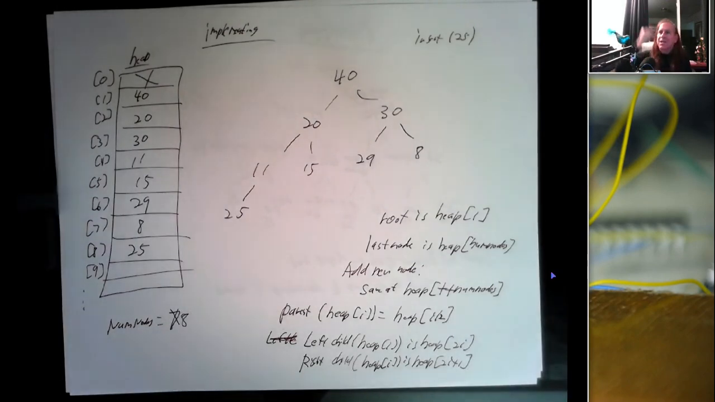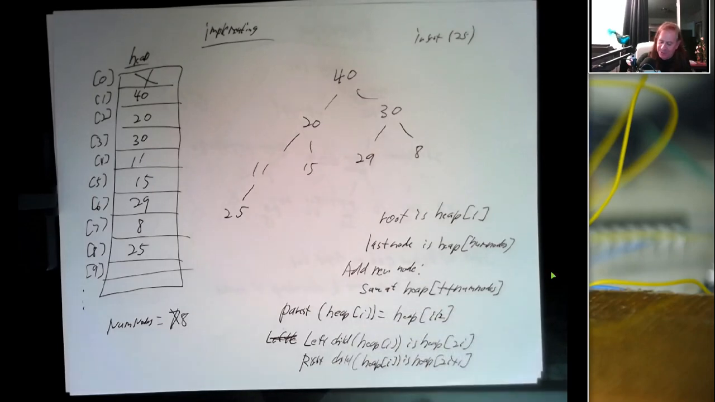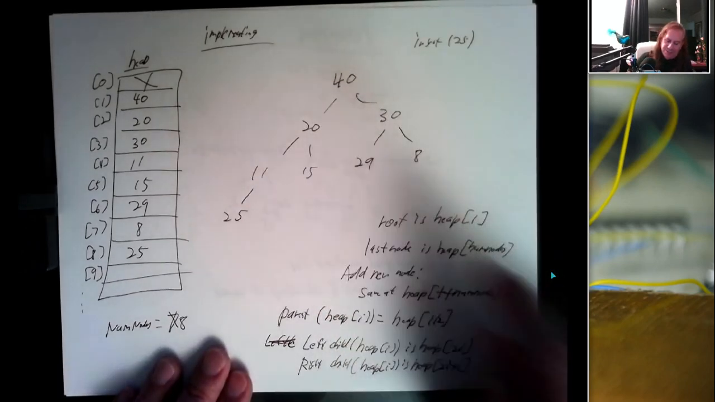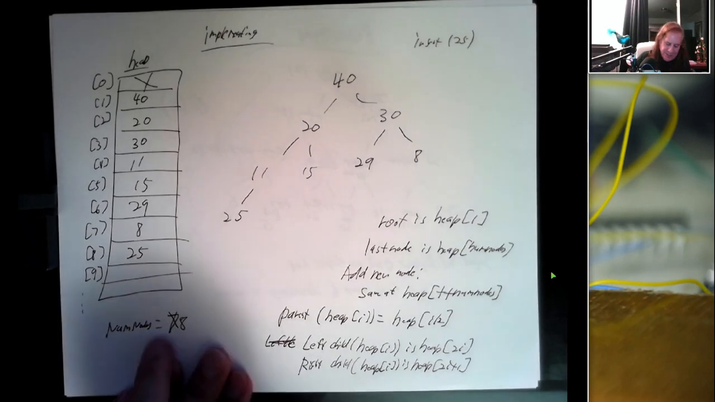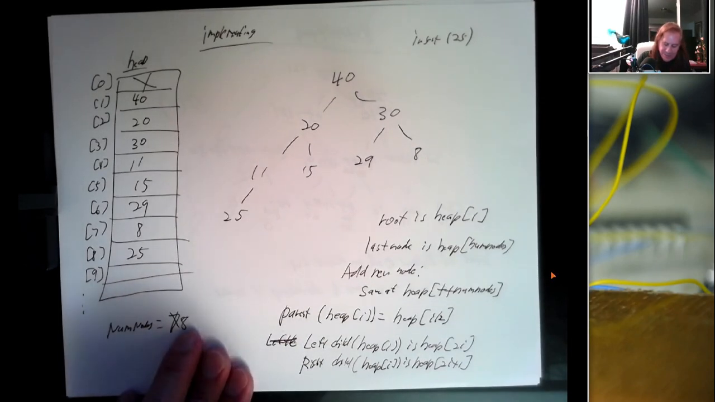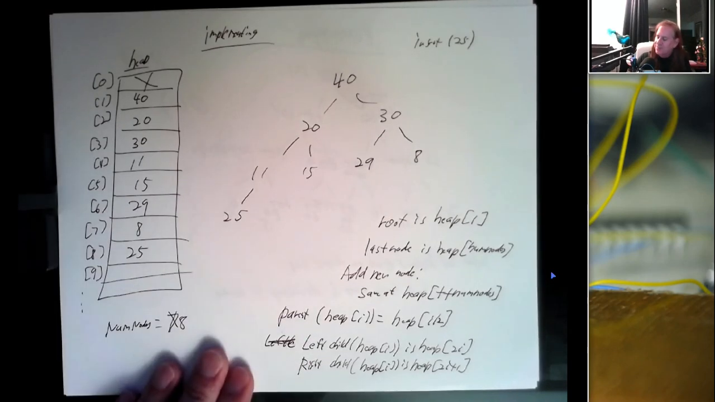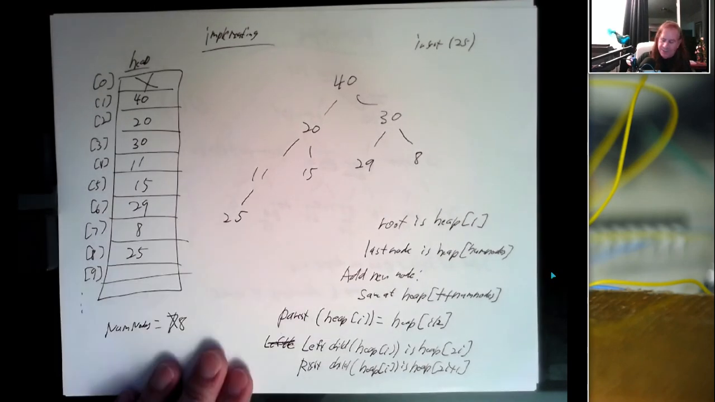So moving up and down the heap, all we have to do is simple index arithmetic. To move up, divide by 2. To move down, multiply by 2 for the left, multiply by 2 and add 1 for the right. The root is always index 1. The last node is always index whatever num nodes is. And so if you want to add a new node, you just put it in the spot after num nodes and increment that counter that says how many nodes we have.